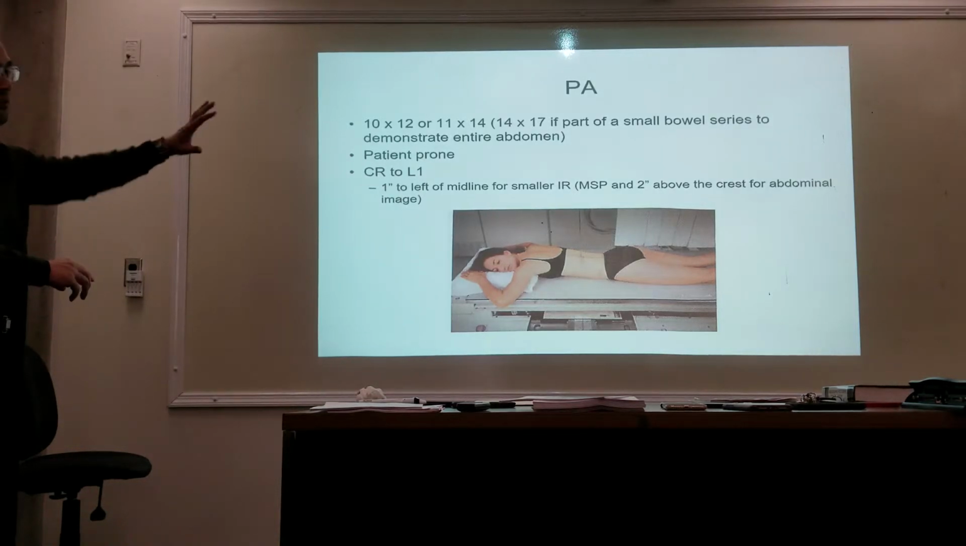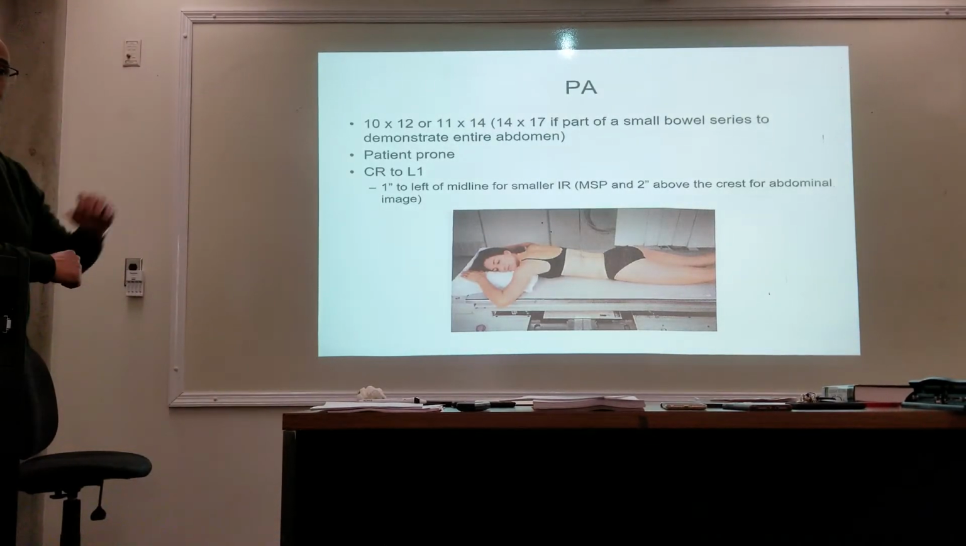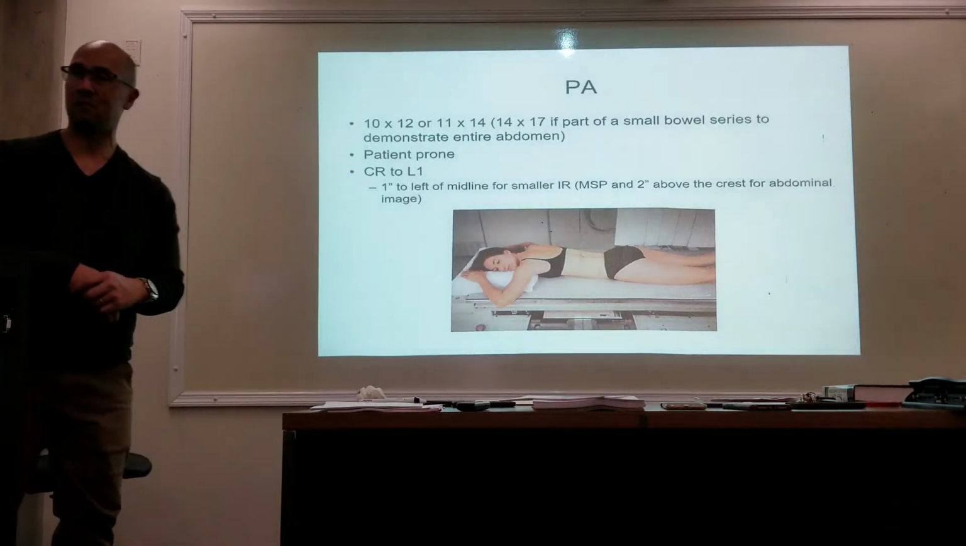Okay, I'm going to stay with the first bullet point for just a little bit. You guys understand that? So if it's just the stomach, small image receptor. If I want to look at the stomach and the entire abdomen, I'm going to use the larger image receptor. That makes sense, right?